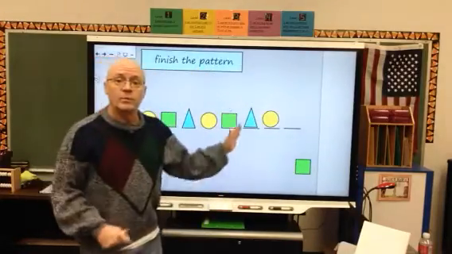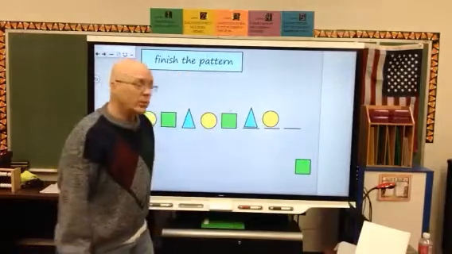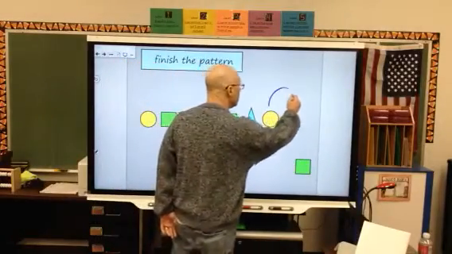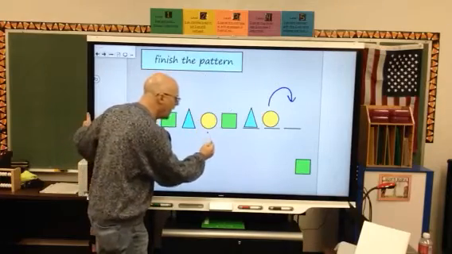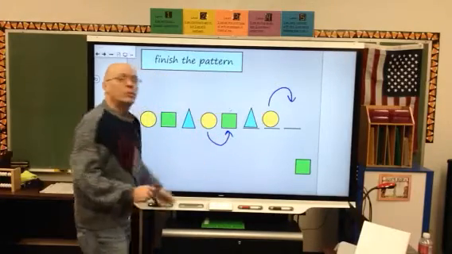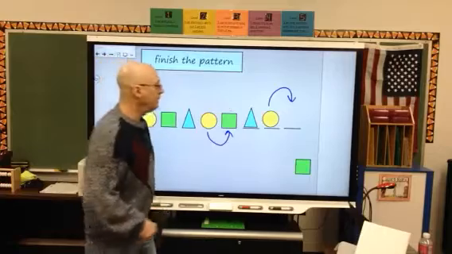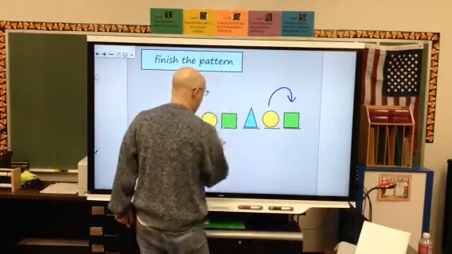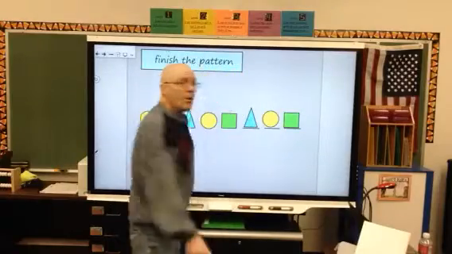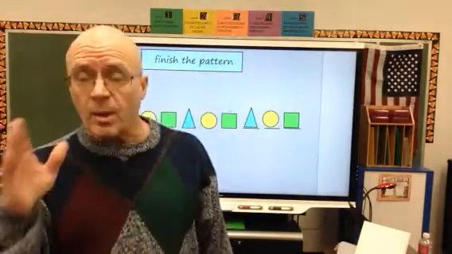Now I need to find what comes right after yellow circle, don't I? So let's go back. Here's a yellow circle. What came right after yellow circle? Green square did. There we go. Now, I've got my pattern finished, but I want to make sure I did it right. So I'm going to go back and check and say it and make sure it makes sense, okay?